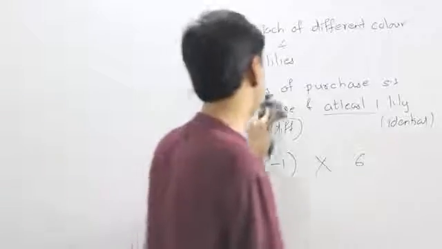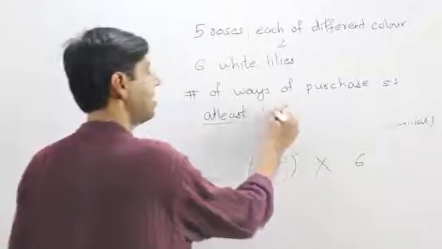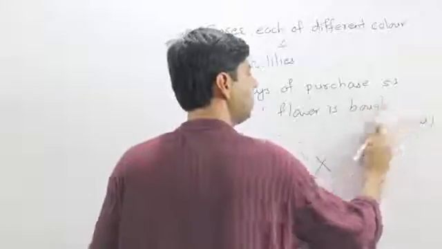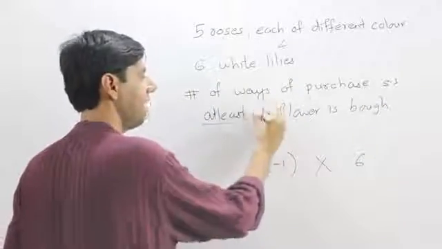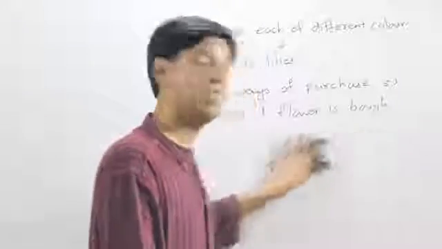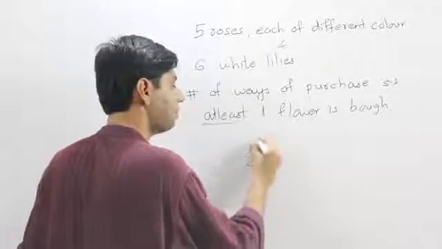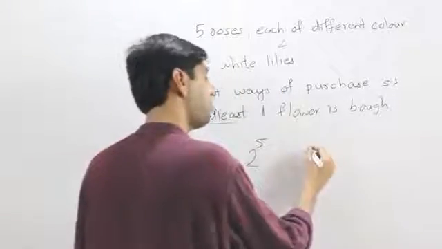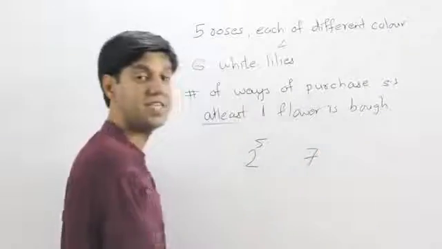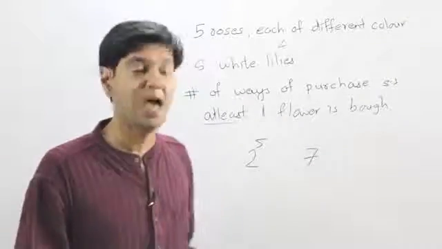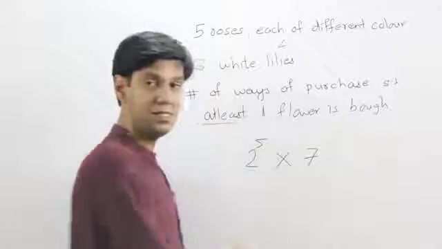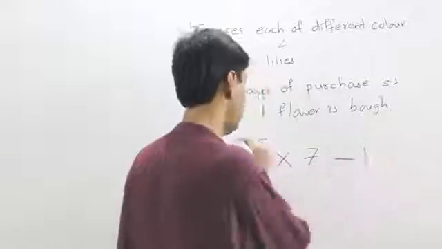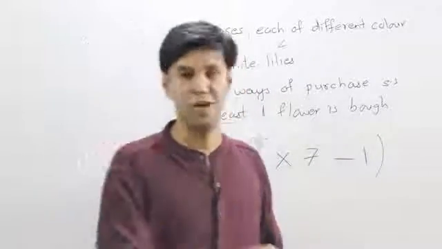And if instead of one of each kind, at least 1 flower is bought, so it does not mention which type you buy, it just mentions 1 flower has to be bought. So individually with roses, there is a possibility of buying 0 roses, so you don't subtract the 1. With lilies, there is a possibility of buying 0 lilies, so that is going to be 7 different ways, 0 to 6 in that case. And combined together, there would be 2 raised to 5 into 7, but now you would have to subtract 1 case where you would not have bought a rose nor a lily.